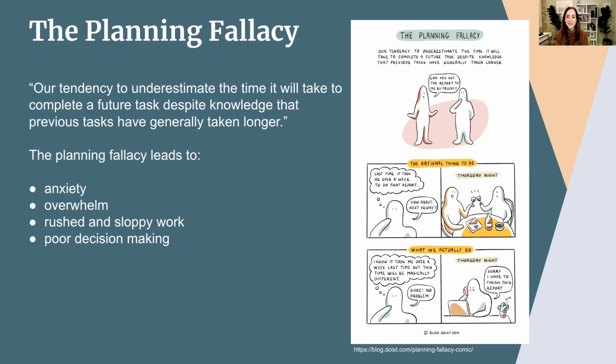But then what we actually do is we overcommit. We say that we're going to do it, and then we have to say no to other important things and then rush through the process of completing this task. And that is the planning fallacy in a nutshell. And we know that this leads to a lot of things. I just have a few listed. We get anxiety. We start to feel overwhelmed.